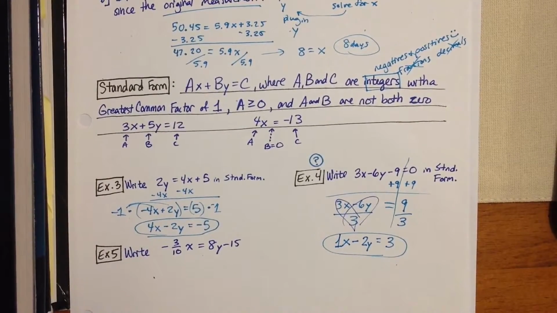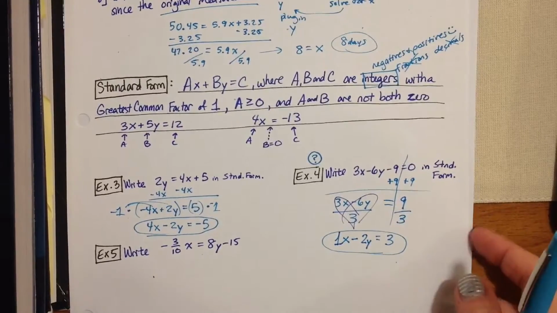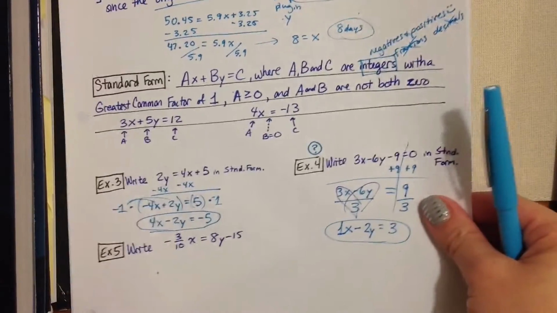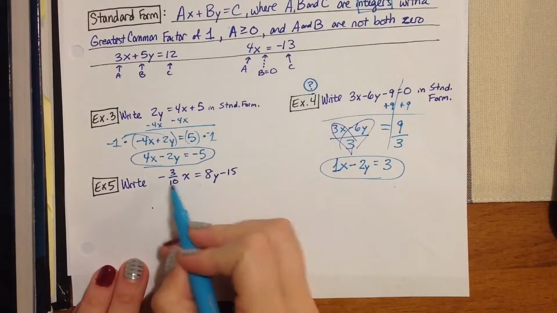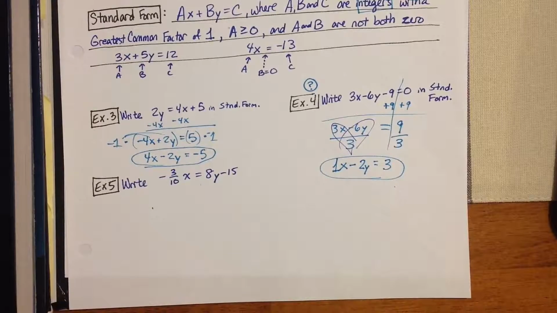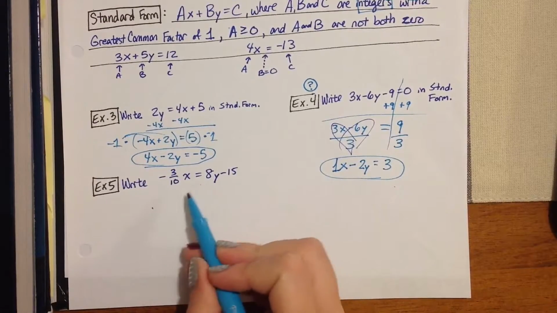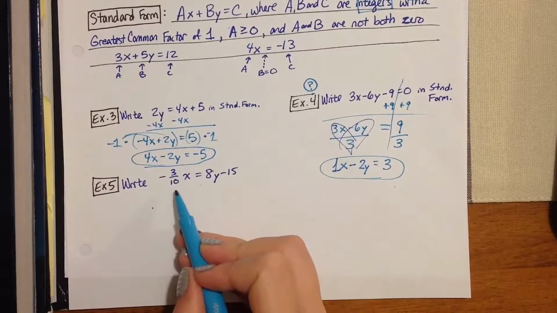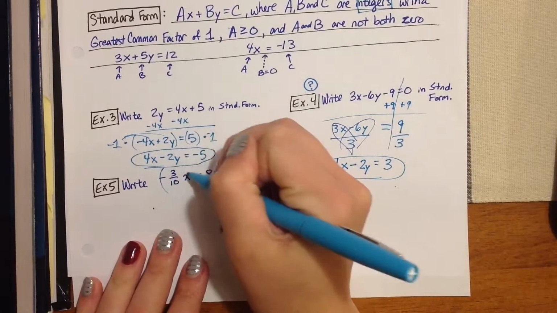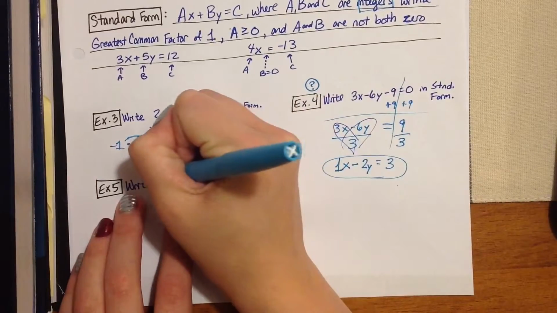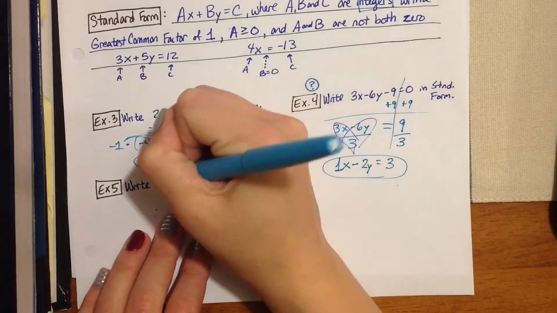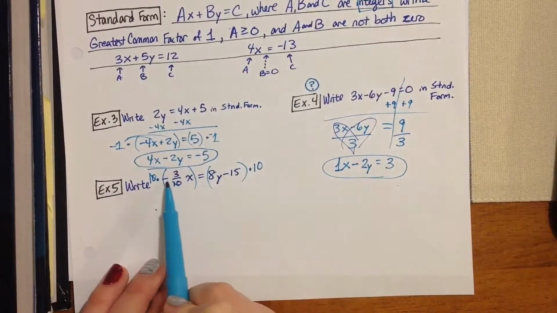Cool. Last example with this, I want to write this linear equation. Example 5 here. Write this linear function, linear equation, in standard form. Now I have a fraction to deal with in this case. So what I'm going to do is deal with that fraction right away. I see the denominator is 10, so I am going to get rid of that denominator by multiplying everything by 10. When I do that, notice here there is a negative.